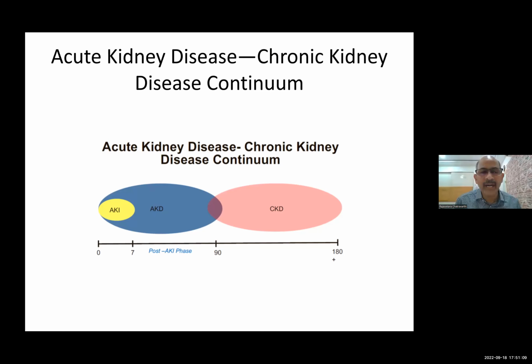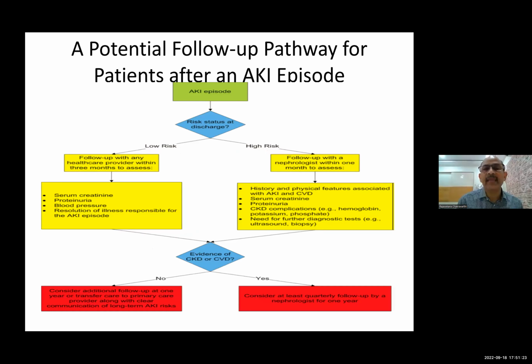So you have to understand now AKI for 7 days. Most of these patients move into a spectrum known as AKD, which goes on till 90 days. And by 90 days, it overlaps with the spectrum of chronic kidney disease, which tells us why we have to follow up even a single episode of AKI and how we treat these patients with CRRT or non-CRRT.